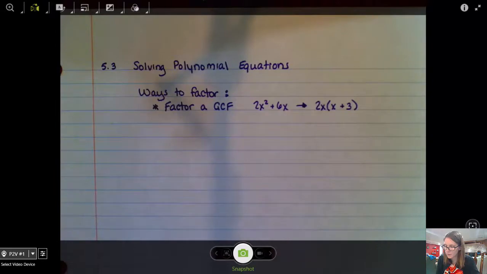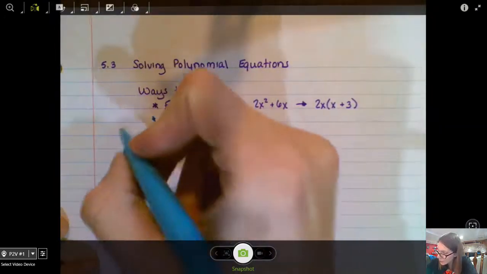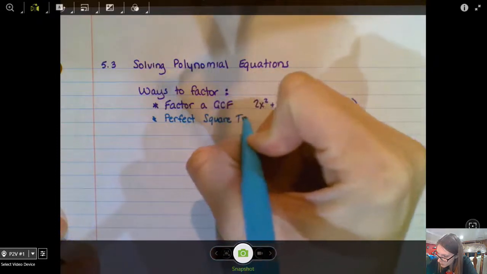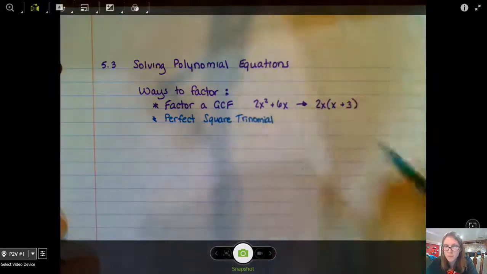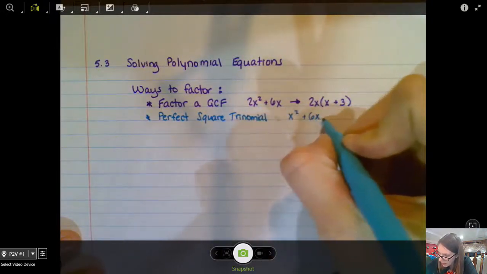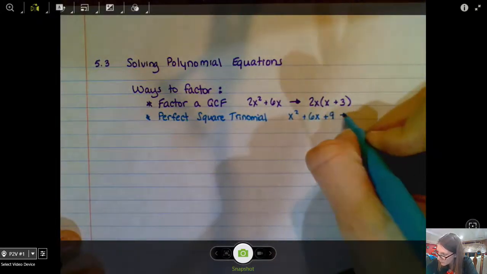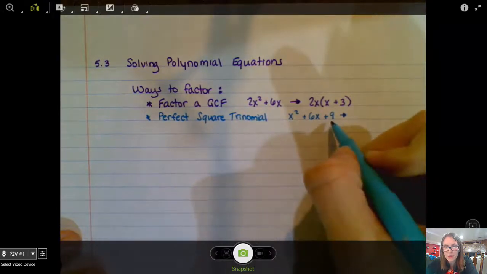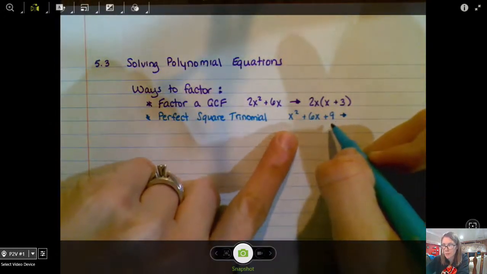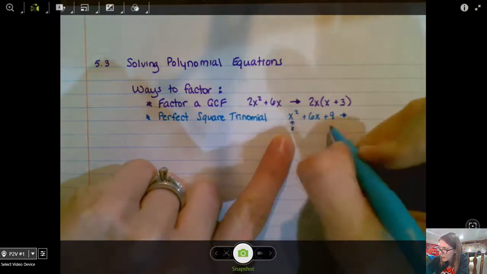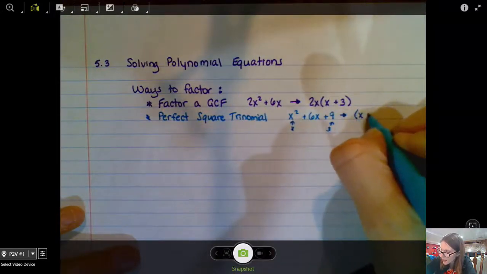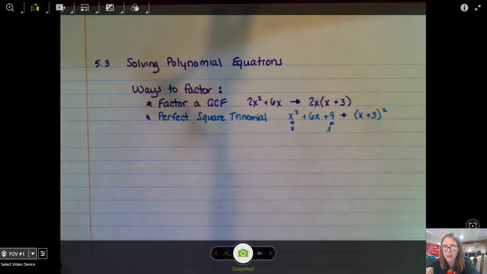Another strategy we've seen is the idea of a perfect square trinomial. An example of that would be x squared plus 6x plus 9, where this is a perfect square, this is a perfect square, and then your middle term is twice these two square roots multiplied together. So this is x squared, this is 3 squared. 2 times x times 3 is 6x. So this becomes x plus 3 squared. All right, so that's a perfect square trinomial.